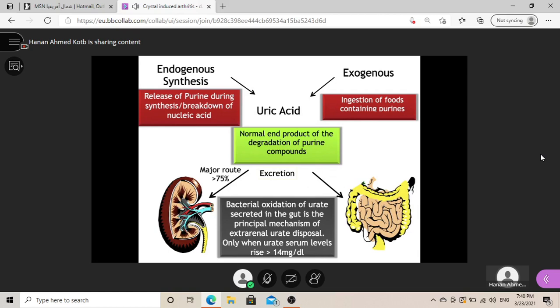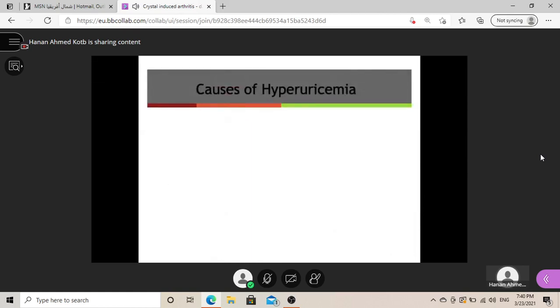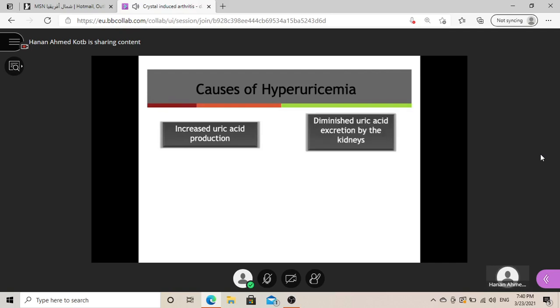However, this route is only resorted to when the serum urate levels rise above 14 milligrams per deciliter. Meaning it is not part of our normal routine excretion route. So, if we need to identify causes of hyperuricemia, we can define it as due to increased uric acid production or diminished uric acid excretion by the kidneys, or both together.